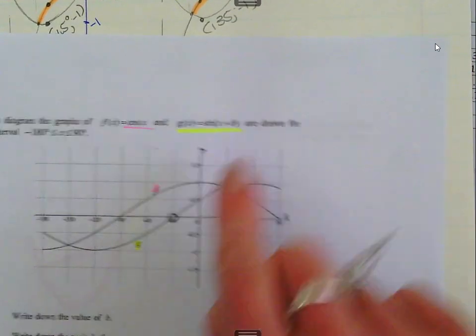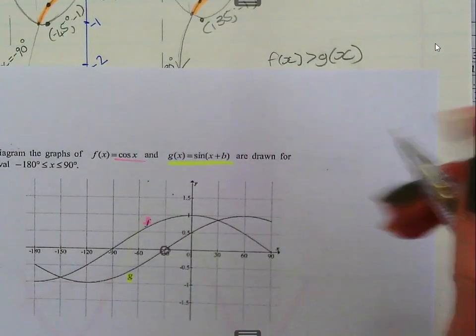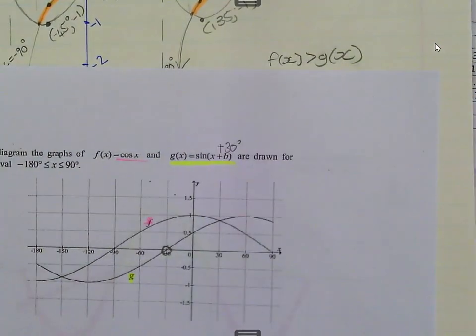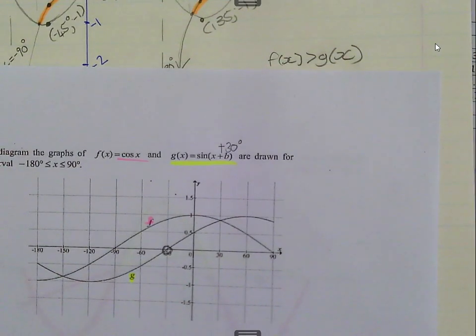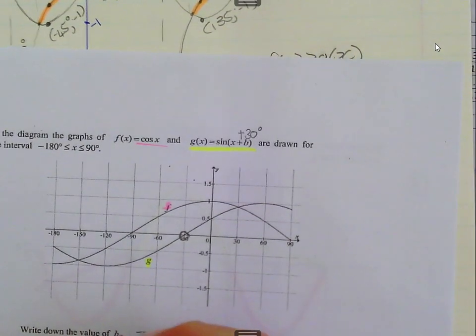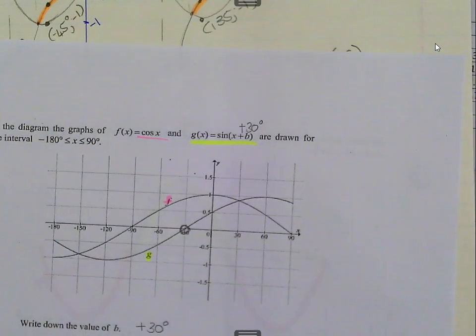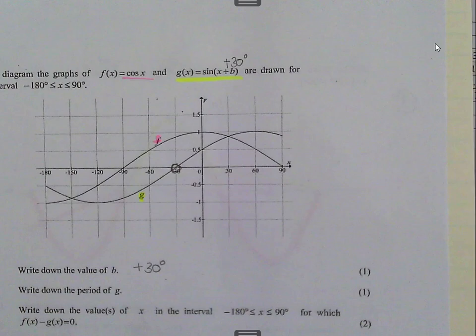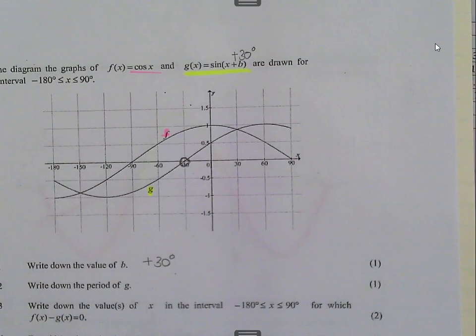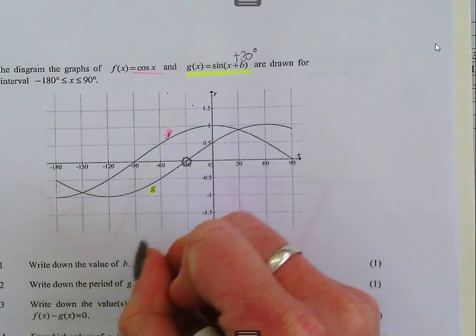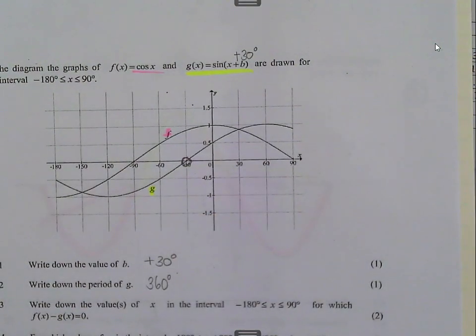No. So what is going to be in that equation? Plus 30 degrees. Do you agree with that? Okay, and that was the first question. Write down the value of b. Positive 30 degrees. If you only write 30, it's fine as well. Write down the period of g. What do you say? What's the period of g? 360. There's no b value in either of them, so it's just a standard period.